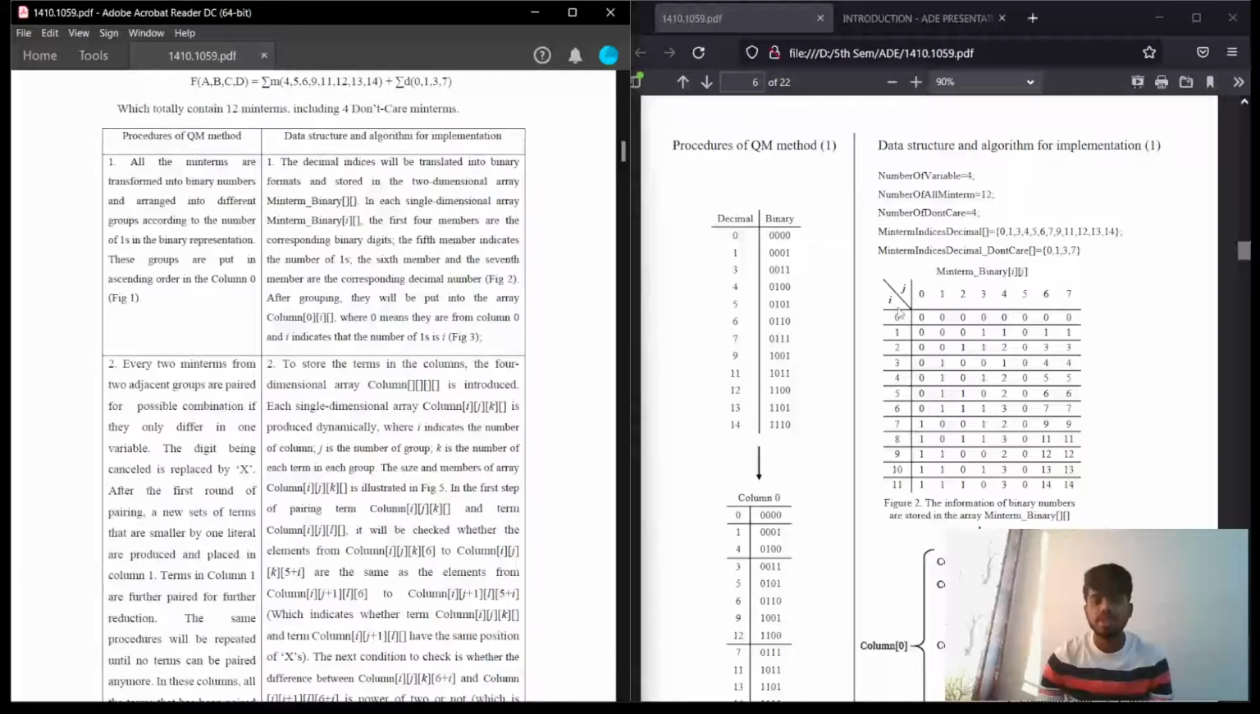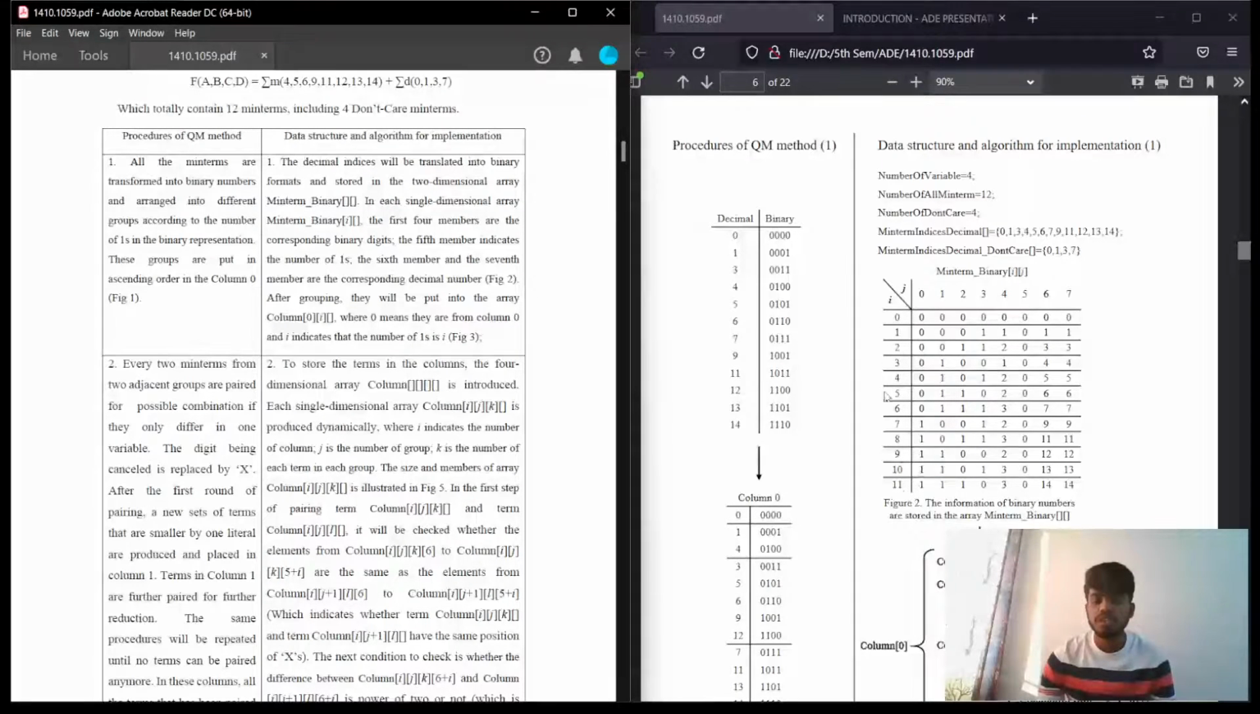i is nothing but the index, and there are actually 12 min terms, right? So we write for all 12: 0, 1, 2, 3, 4, 5, 6, 7, 8, 9, 10, 11. So see the 0th, the first one is 0. First we represent from 0, 1 to 3.